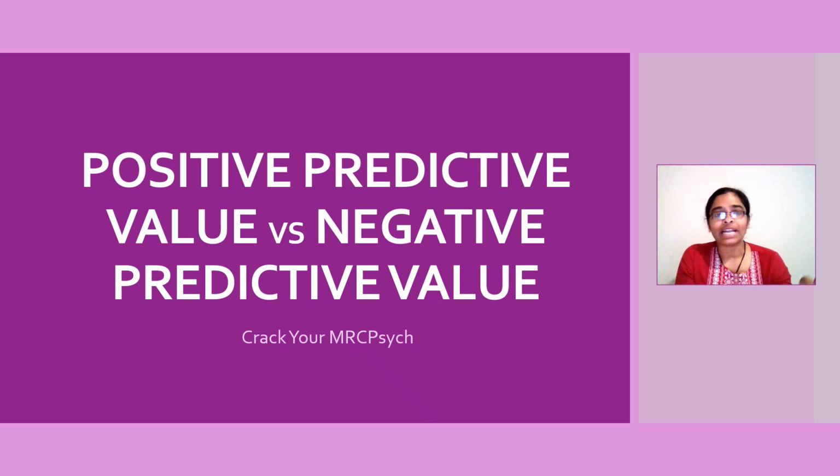In the previous statistics video, we discussed sensitivity and specificity. Sensitivity and specificity start with the person's true disease status. Predictive values work in the opposite direction. They start with the test result and tell us how much we can trust that result. And this distinction is the key to answering most of the examination questions.